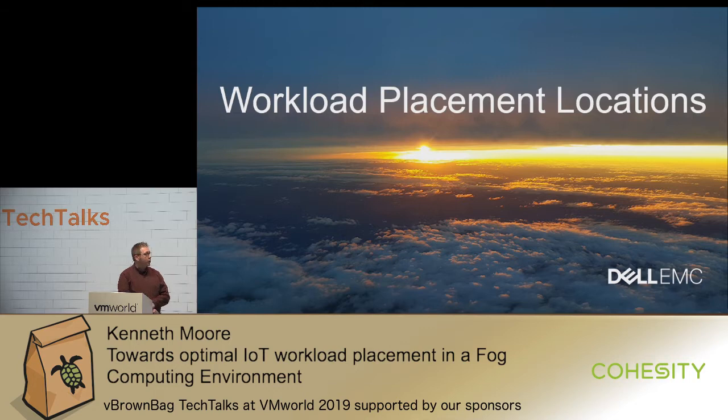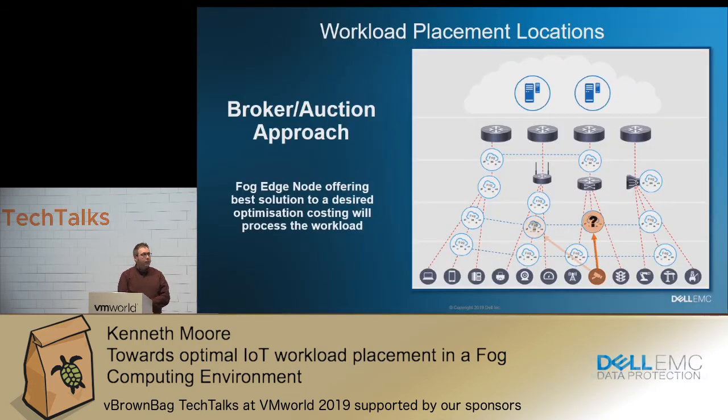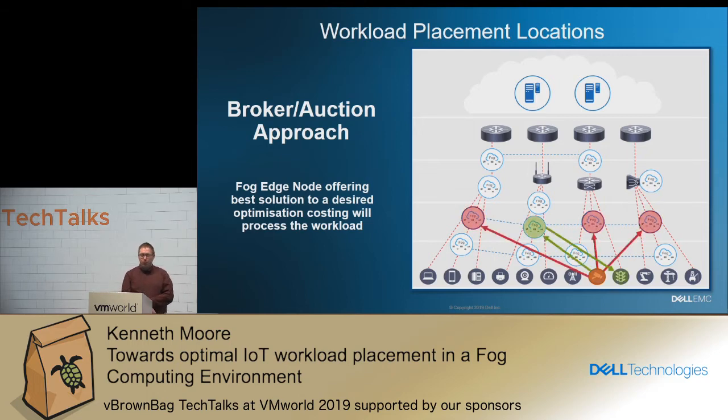So the first question I asked myself when I started looking at this topic was, what are the options for workload placement? What are those locations in the fog environment? Looking at the fog system here, the first approach that people would take is this broker auction approach. This is where the edge device sends out a request for processing. All the near edge devices in that locality will be analysed, and the most appropriate near edge fog node will be selected to process that task and feed the response back to the appropriate device.